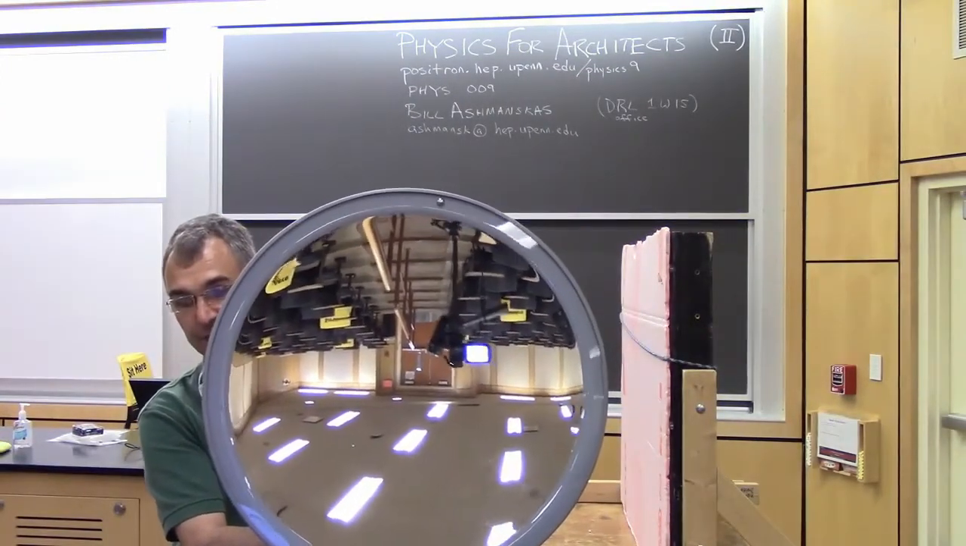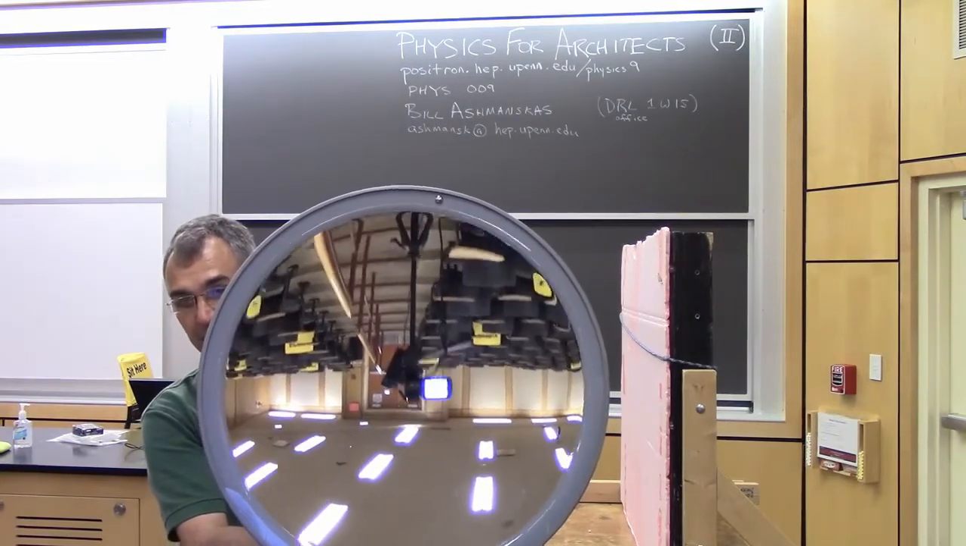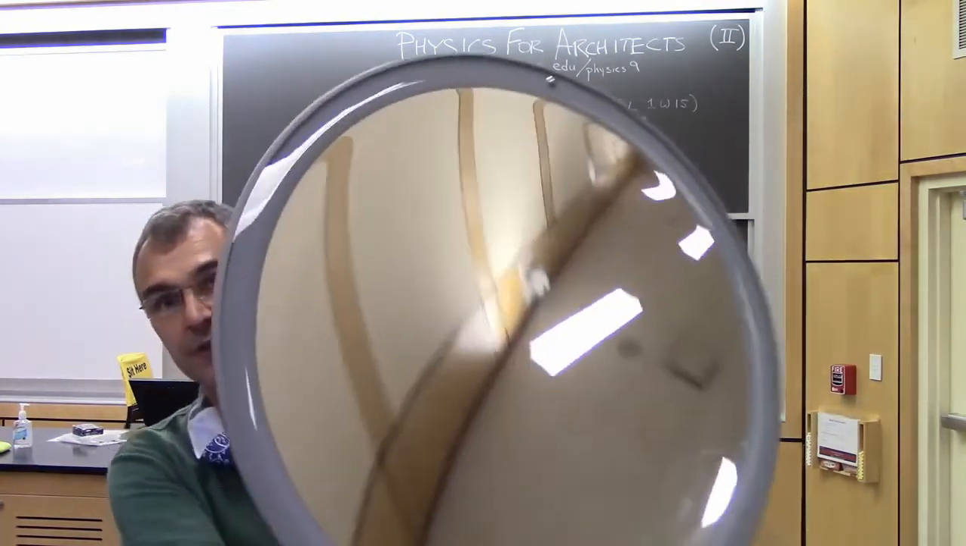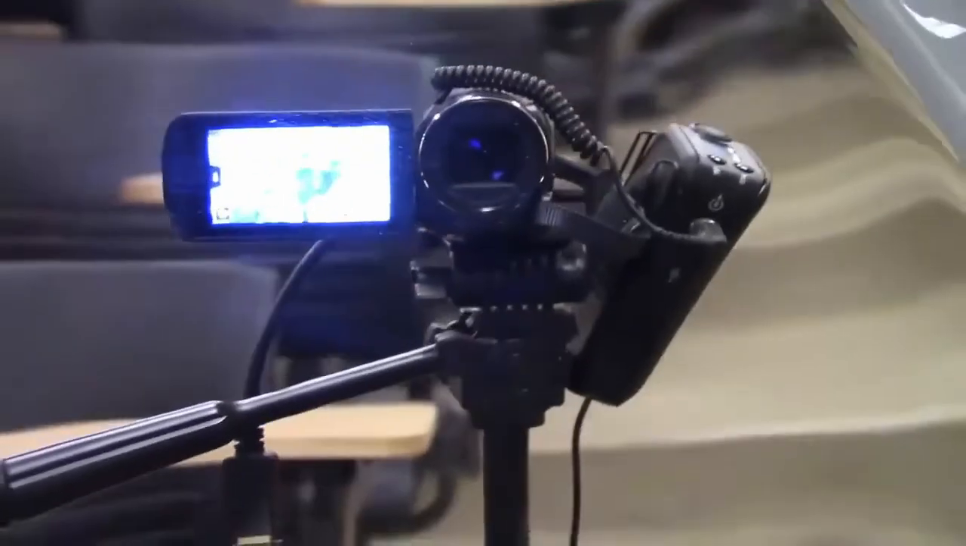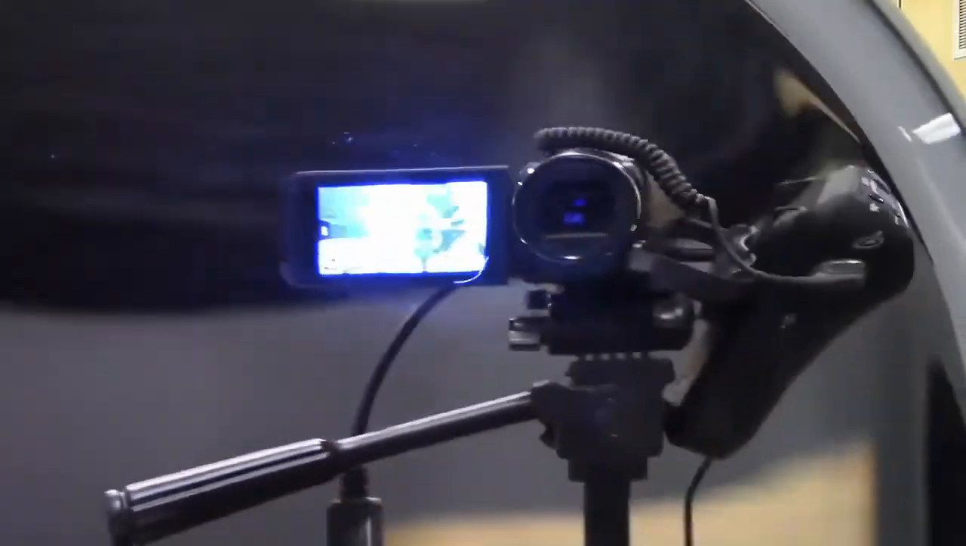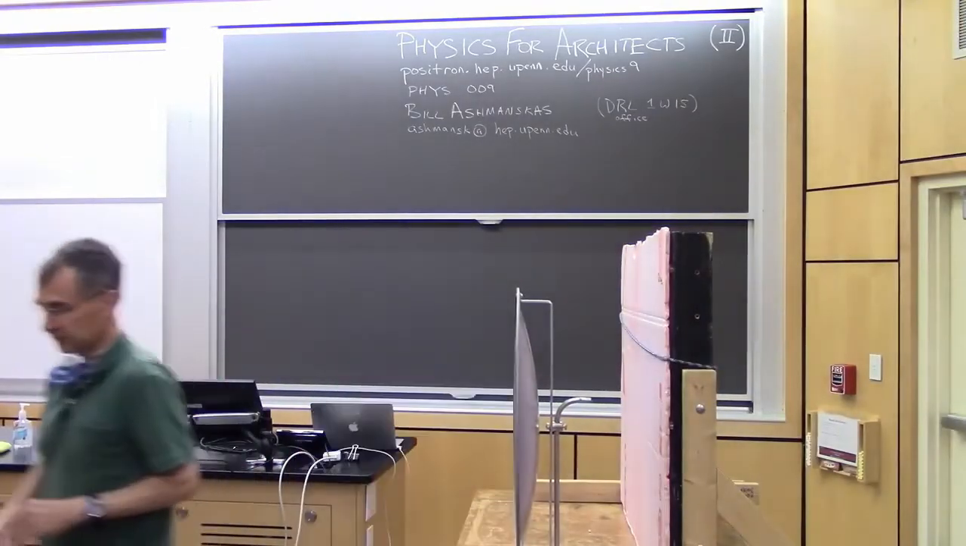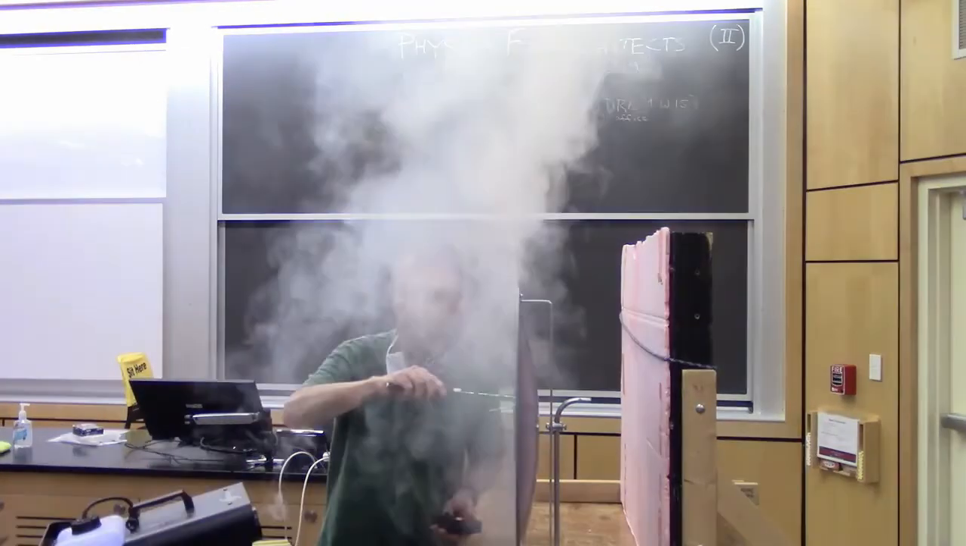You can see the upside down picture of the camera now, and it's not magnified. If we get a little closer, you will see a right side up image of the camera that is magnified. Okay, so we won't worry about why that works today. Let's see what happens when we bounce light off of this mirror.